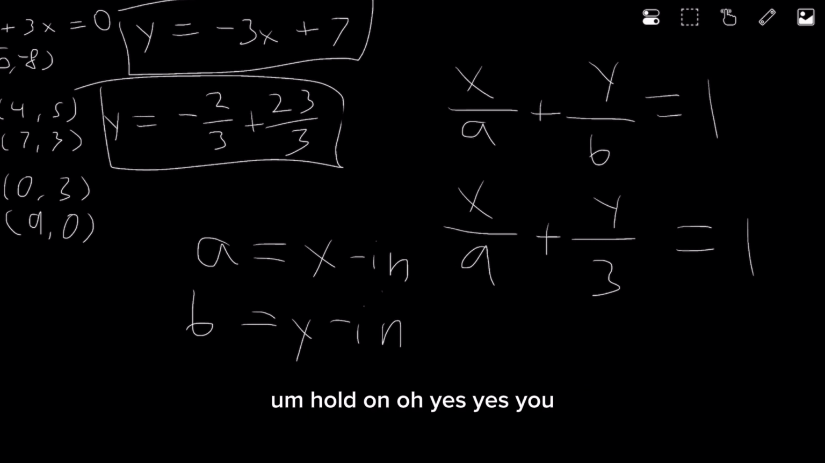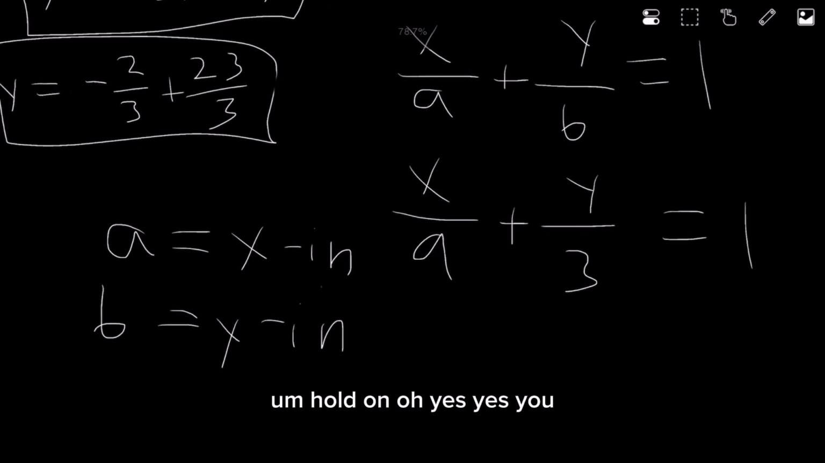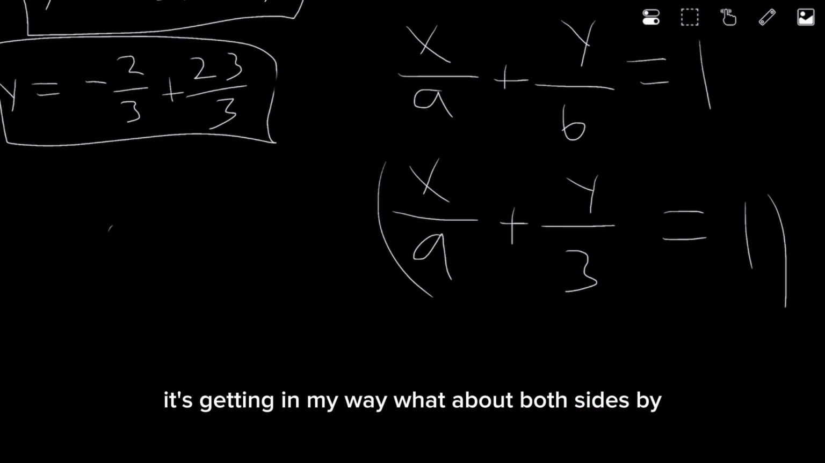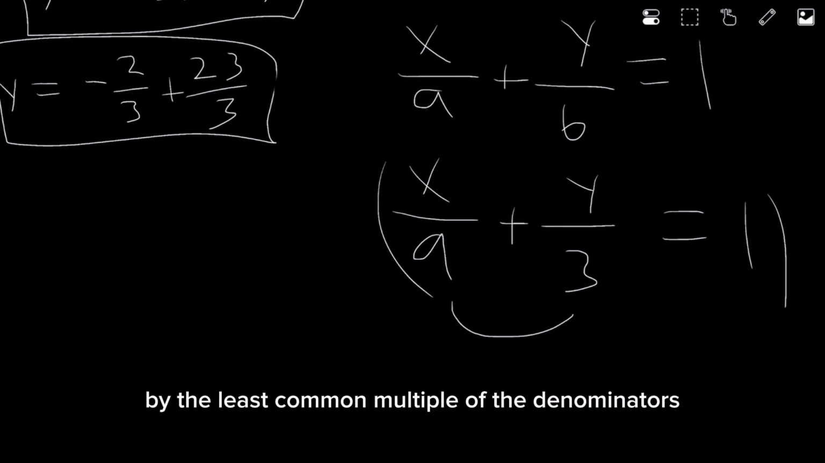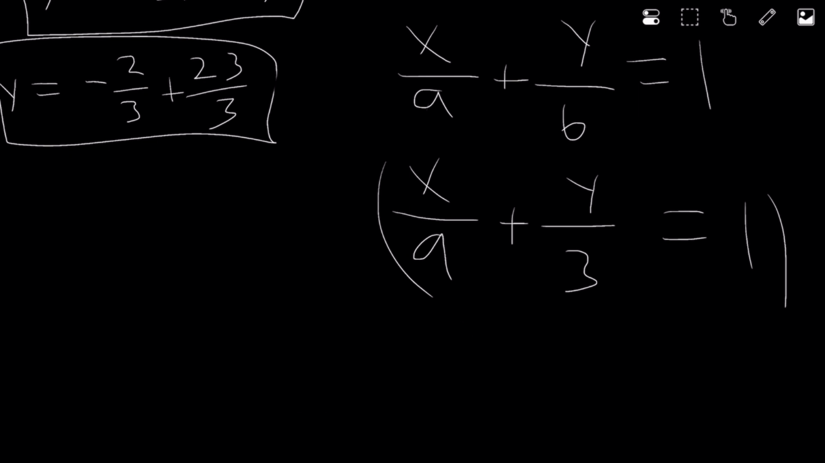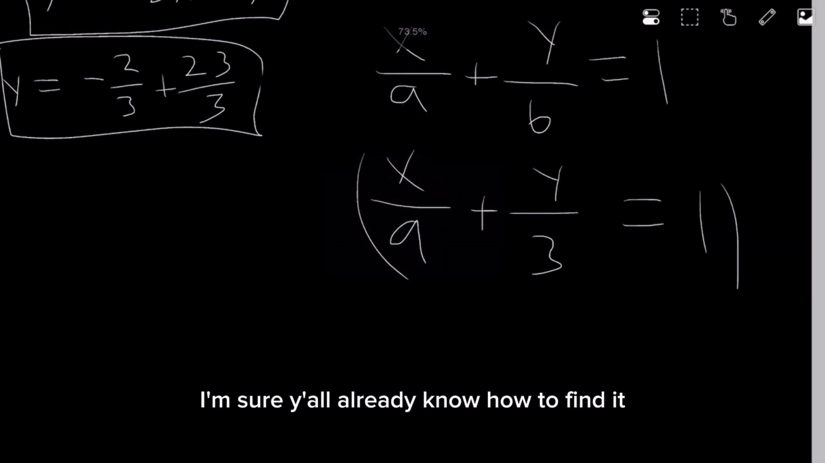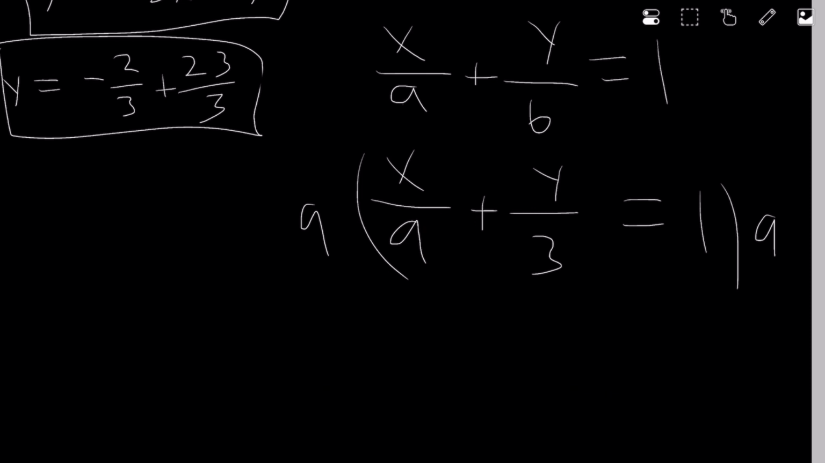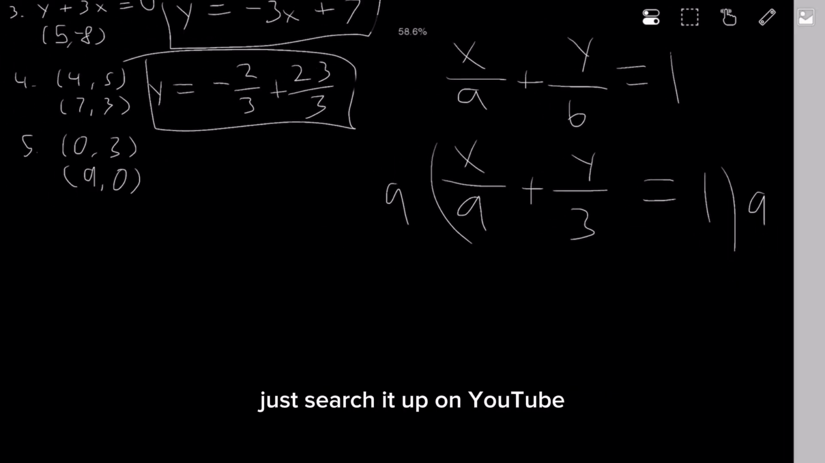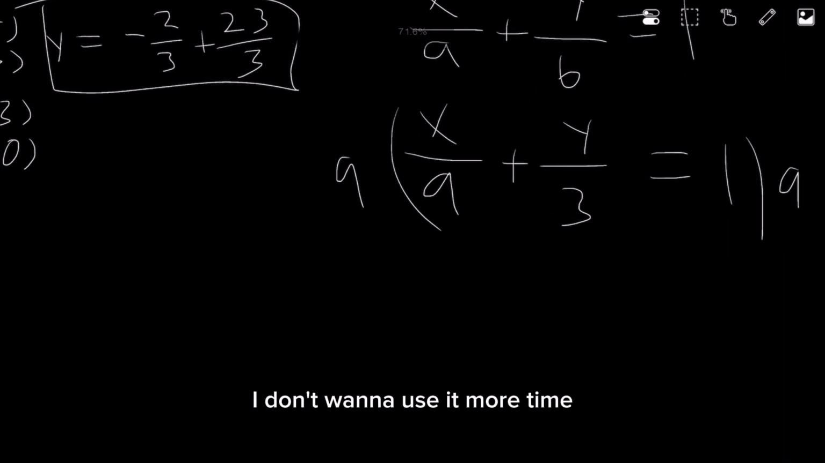Next, you multiply both sides by the least common multiple of the denominators. Okay, I'll just erase this. It's getting in my way. The least common multiple of 9 and 3 is 9. I'm sure y'all already know how to find the least common multiple. Otherwise, just search it up on YouTube. I don't want to use any more time.